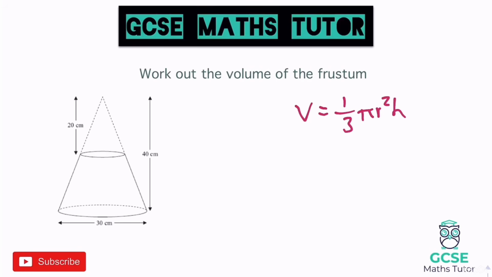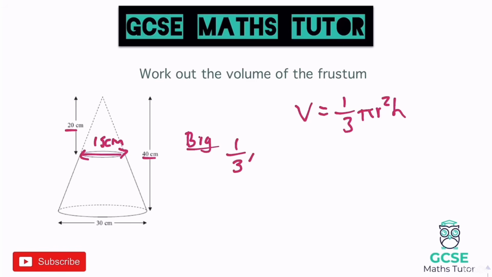So if we have a look at this frustum here, the only thing it doesn't give us is this length across the top. But if we have a look, the height of the little cone on top is 20, and the height of the big cone, if it was still there, is 40. So it's half the size, so the diameter there is 15. Now in order to work out the volume of a frustum, you've got to work out the volume of the big cone if it was there, and we're going to take away the little cone that's been chopped off the top. So I'm going to start off with the big one. So I'm just going to label this the big cone, and I'm just going to plug the numbers into my calculator.